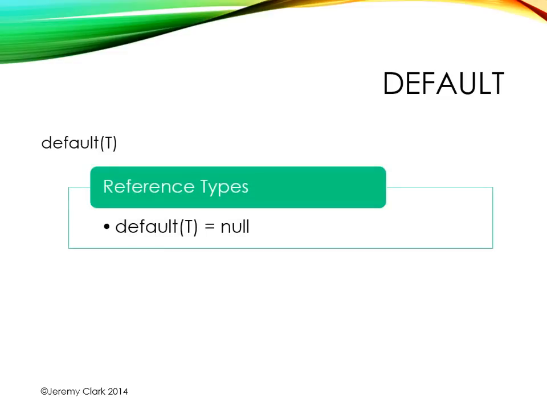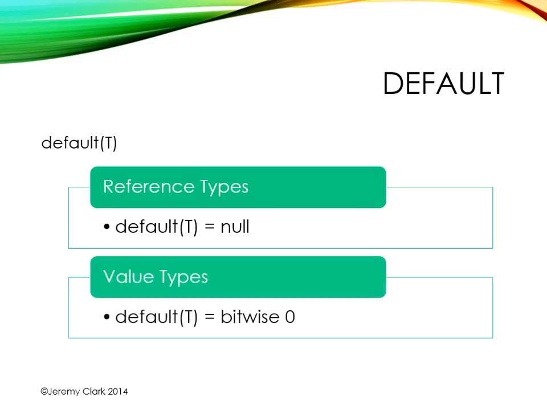default keyword. We do have a problem because value types and reference types have different base states that we want to set them to. For reference types, we generally want to set the object to null. So if we say default(T), where T is a reference type, then that will result in null. But we can't set value types to null, so what happens there? Well, default(T), where T is a value type, will set the value to bitwise 0.